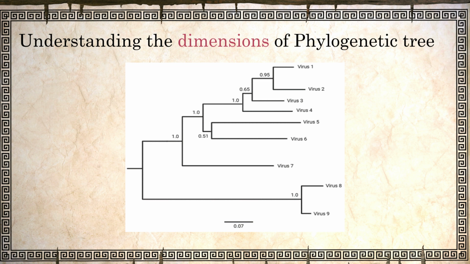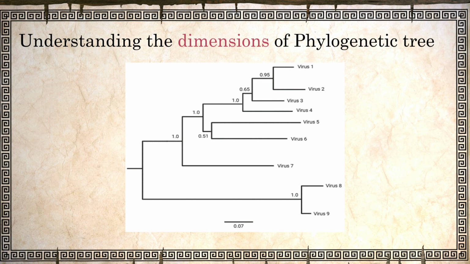Such genetic changes can be scaled using a scale bar present at the bottom of the phylogenetic tree. When such phylogenetic trees are present in the literature or scientific paper, there is always a scale at the bottom of the tree. For instance, in this figure of the hypothetical phylogenetic tree, you could see a scale bar that reads 0.007.